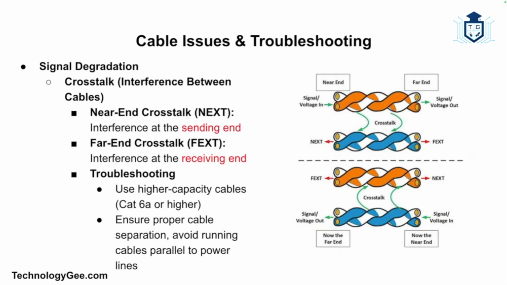All right, so let's move on and talk about signal degradation. The first aspect we're going to talk about is called crosstalk. This occurs when signal leakage from one cable interferes with another. Within that, we have near end crosstalk, which is interference at the cable sending end, and far end crosstalk, which is interference at the receiving end. When it comes to troubleshooting, you want to use higher capacity cables like Cat6 or higher to reduce crosstalk. You want to ensure proper cable separation and avoid running cables parallel to power lines.